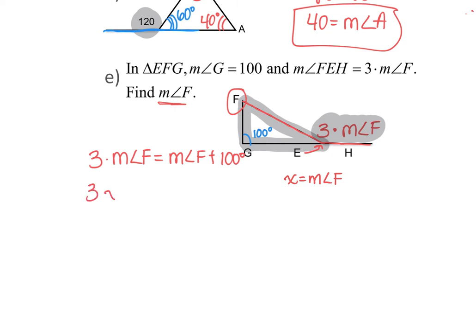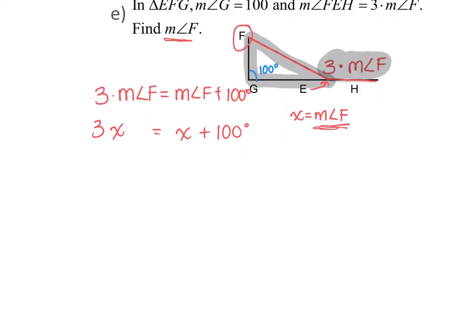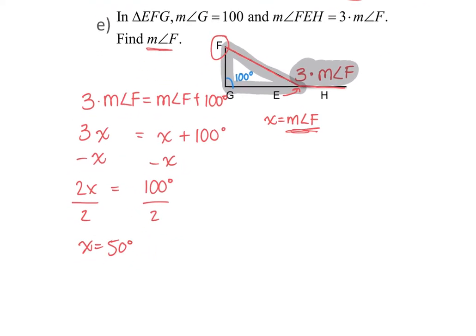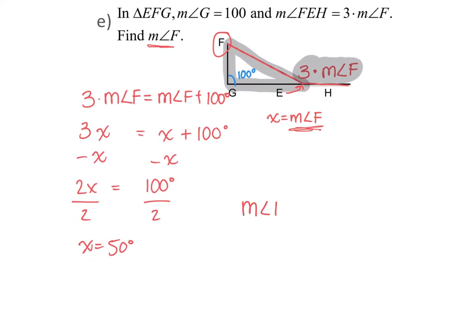So this is going to be 3x equals x plus 100. All I did was substitute in x wherever I saw the measure of angle F. So now all I have to do is subtract x from both sides. We would get 2x equals 100 degrees. Divide by 2, and I would get x equals 50 degrees. Now, if x is 50 degrees, that means that the measure of angle F is equal to 50 degrees.